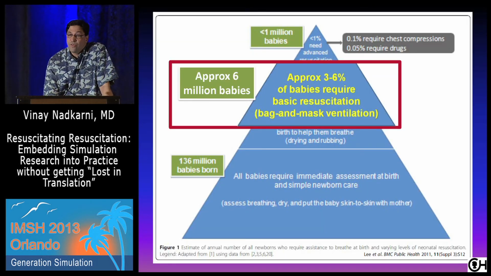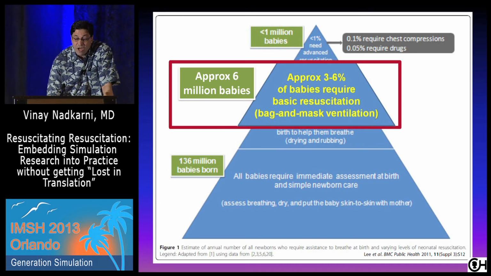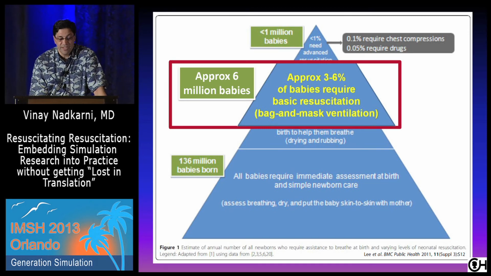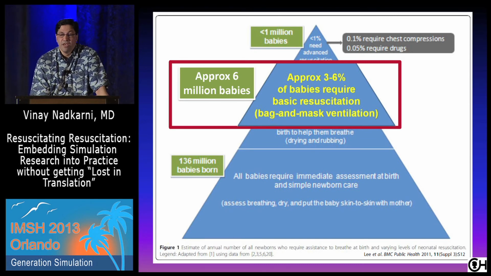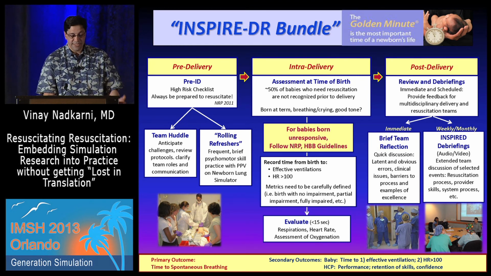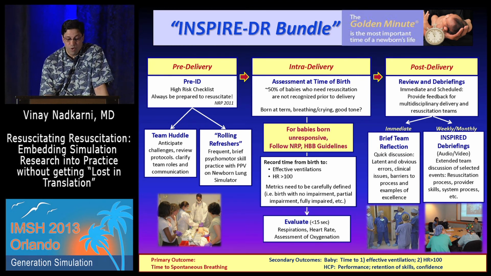Beyond that, we know that approximately 3 to 6% of babies require basic resuscitation, bag mask ventilation at birth, and worldwide that's more than 6 million babies. So we are translating this to our neonatal ICU: pre-delivery, assessing risk, doing huddles and rolling refreshers for bag mask ventilation, assessment at time of birth, and for babies who require it, recording the outcomes of bag mask ventilation in our delivery rooms and delivery suites.